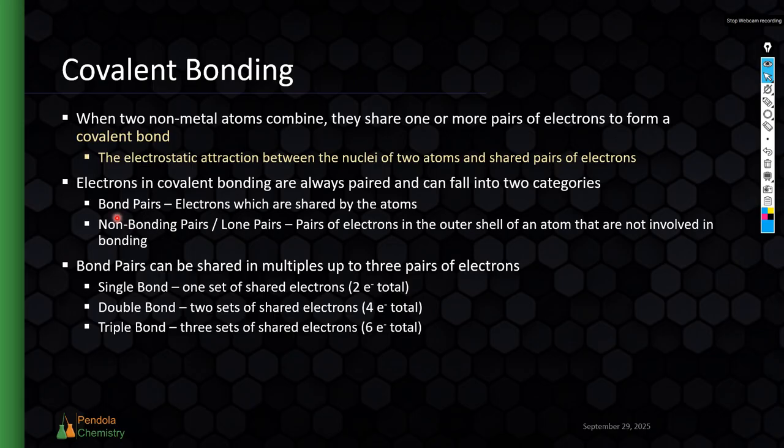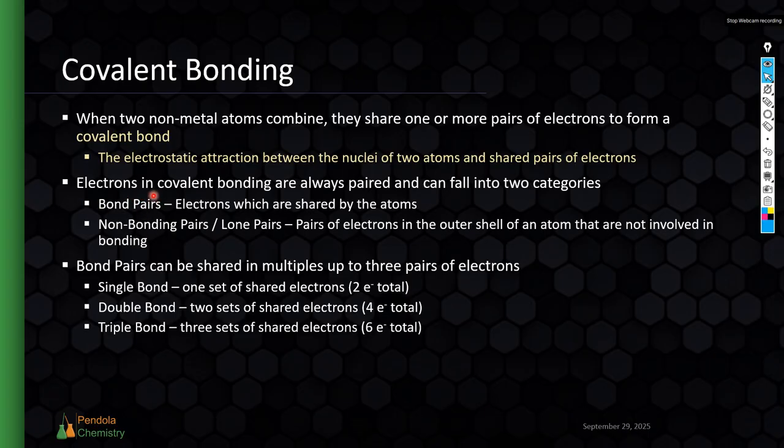So a few pieces of terminology that we need to be familiar with when it comes to covalent bonding. Covalent bonding, the electrons, like we said, are always paired, and they can fall into two different categories for the valence electrons. When we're discussing bonding, we don't care about inner electrons. We're always looking at valence electrons, because valence electrons are the ones that we learn in honors chemistry that actually interact, that actually are part of bonding and chemical reactions.